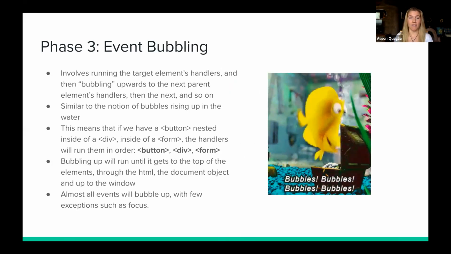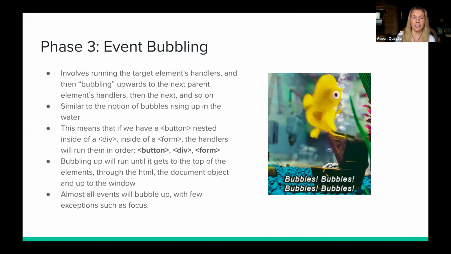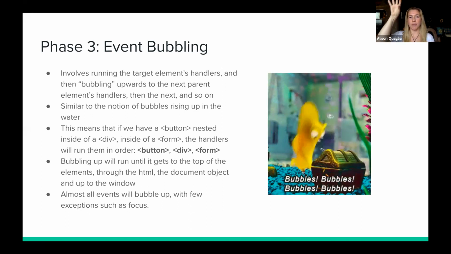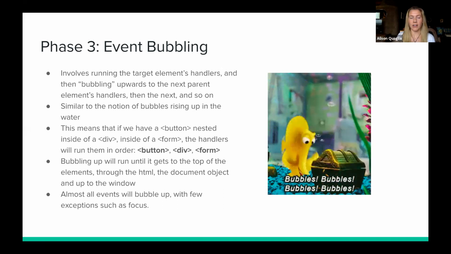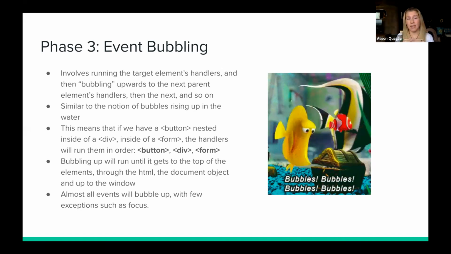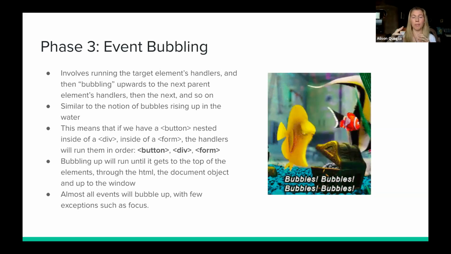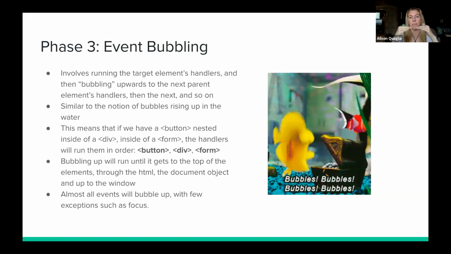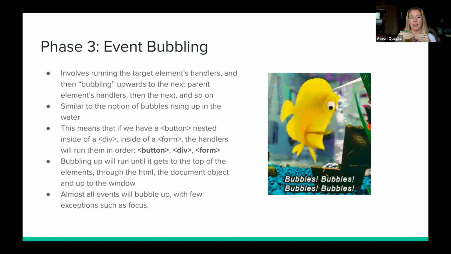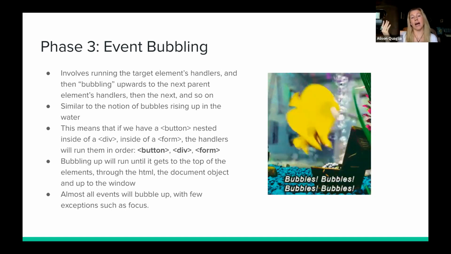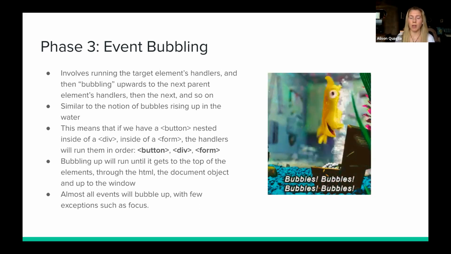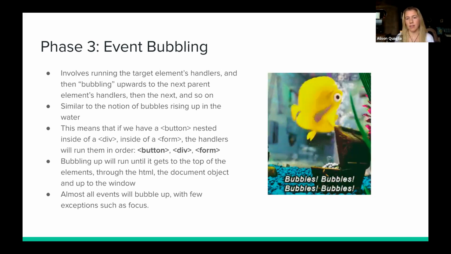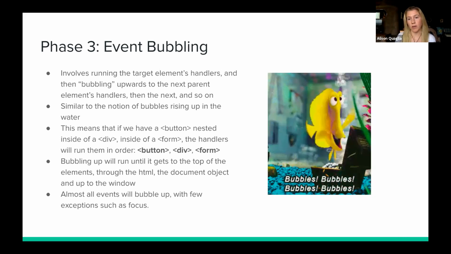So then lastly, we have event bubbling. So this you can kind of picture like bubbles rising up from the water. It goes from that target and then all the way up to the window. So for example, if you had a button nested inside of a div, like inside of a form, the handlers would run in order button, then div, then form. And this will continue until it gets to the top of the elements, all the way up to the window. And most events will bubble up, but there are a few exceptions, like focus, for example.